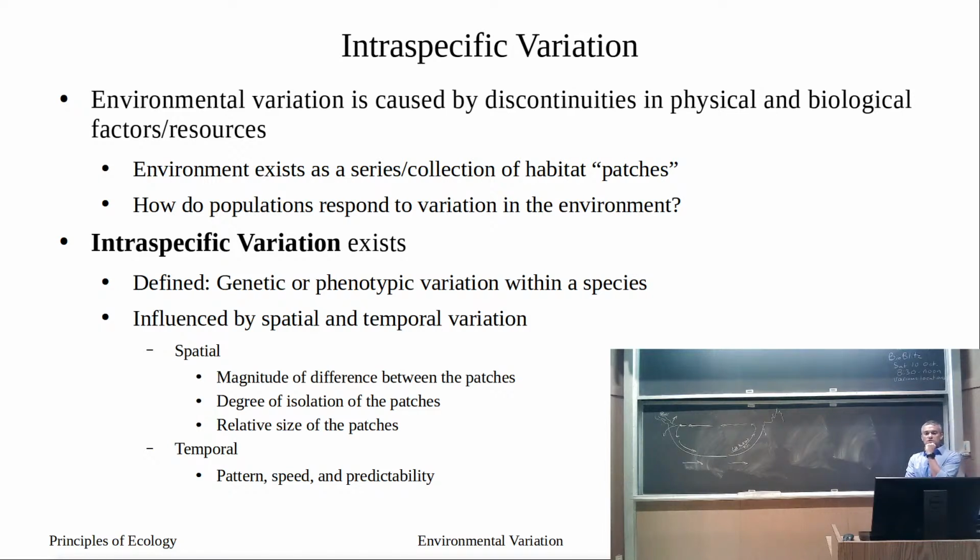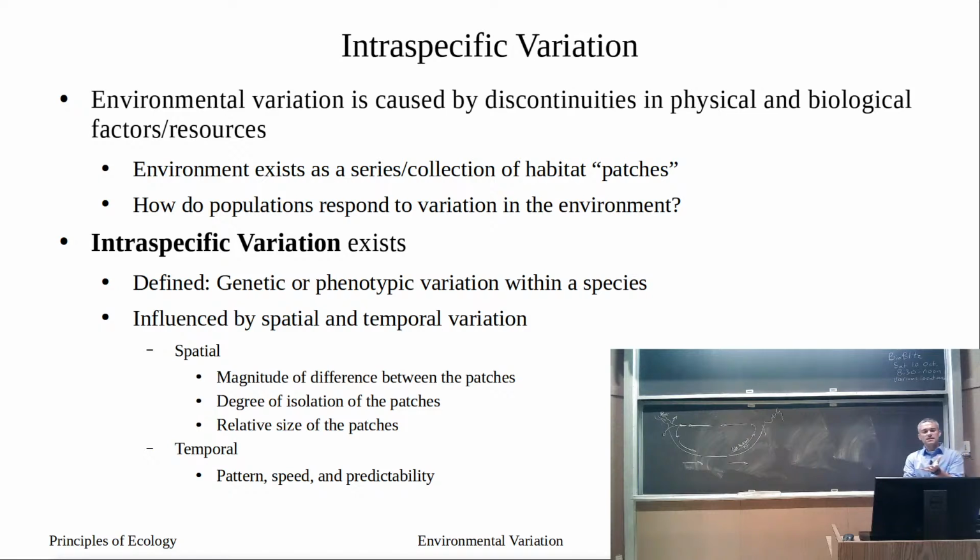All right, so what we can recognize is that our habitat, our area that we're interested in, actually consists of patches. And it's in these patches where our organisms can live. The question is, how do the populations respond to this variation? Should they respond genetically, evolve adaptations, or should they take more of an approach of, let's say, phenotypic plasticity and say, well, let's wait to see where we are and then respond accordingly?